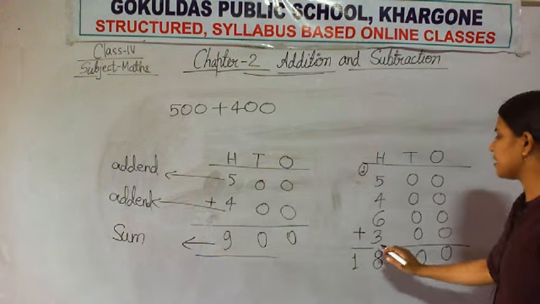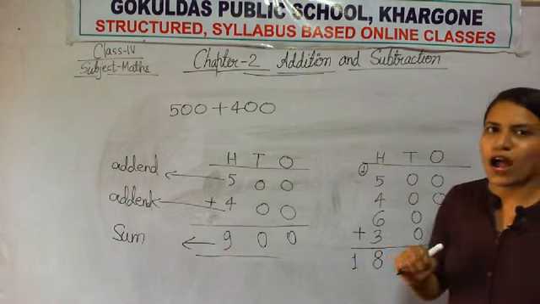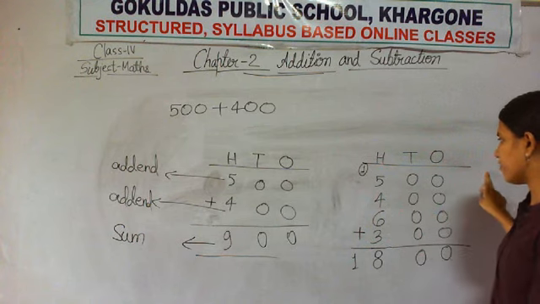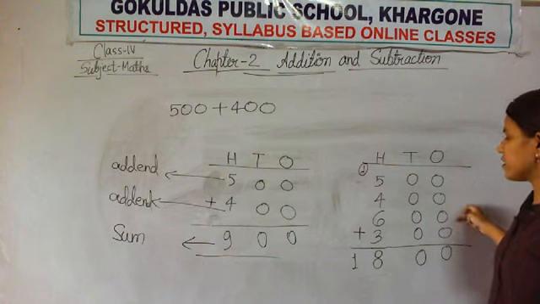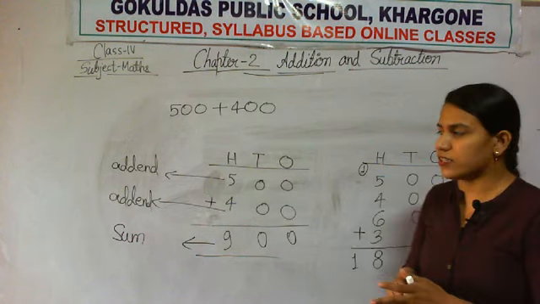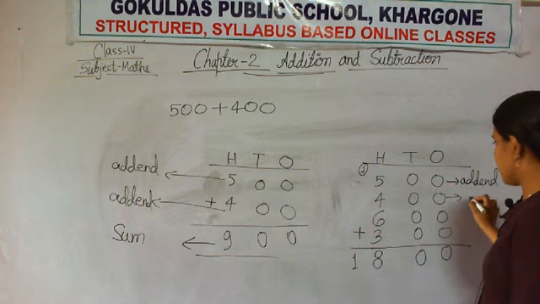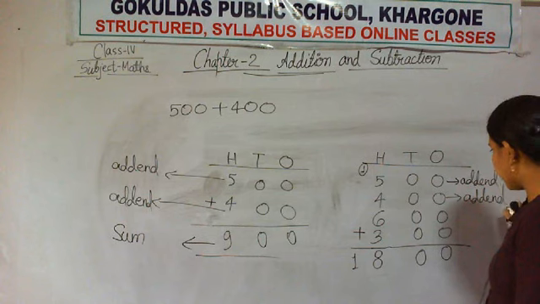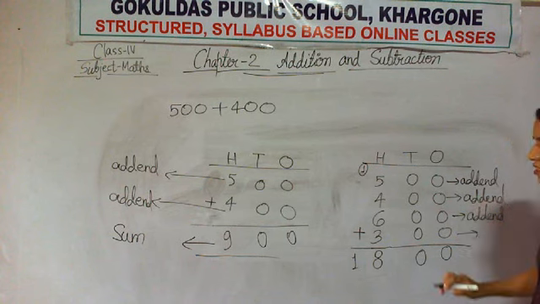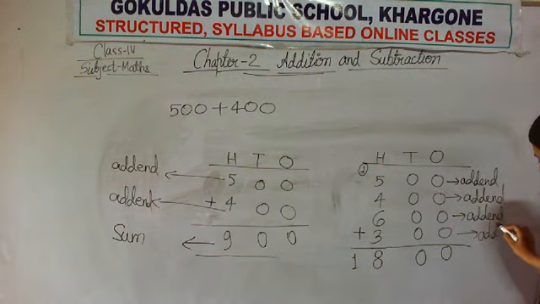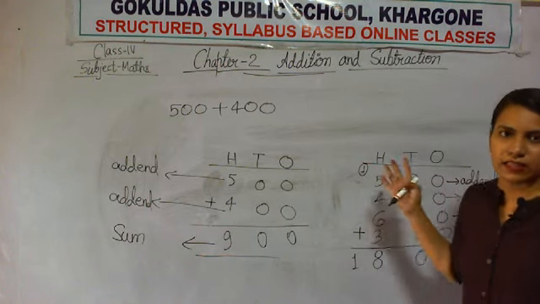Here tell me how many addends are there. In this example you have to add four numbers, that is 500, 400, 600 and 300. So these 500, 400, 600 and 300 are called addends. What is this? Addend. What is 400? 400 is also an addend. What is 600? 600 is also an addend. And what is 300? It is also an addend. So this is how we have 4 addends in this example.